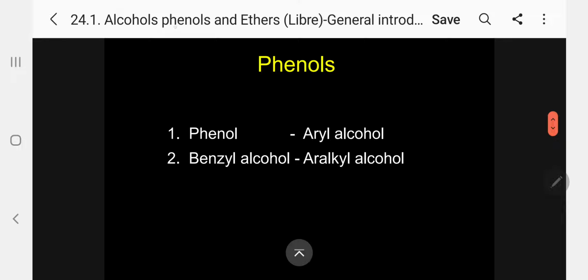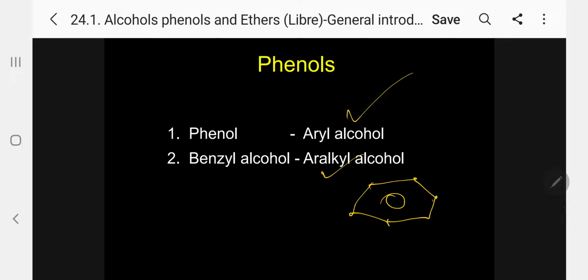Coming to phenol, very, very important. Simply, phenol is an aryl alcohol. OH is attached directly to the benzene ring, which is the electron releasing group. Then benzyl alcohol, or alkyl alcohol: benzene ring with CH2OH. This is the aliphatic side, this is aromatic. So it is an alkyl alcohol. Kindly follow.